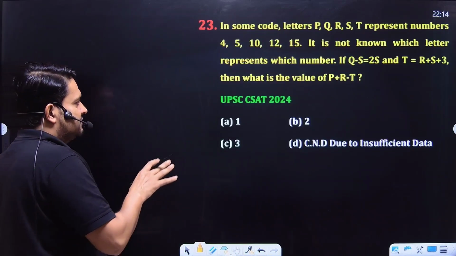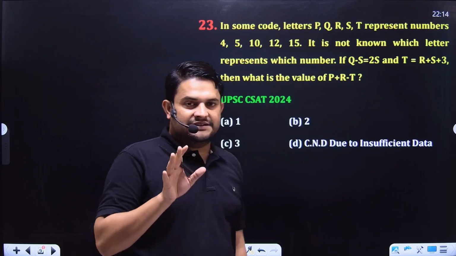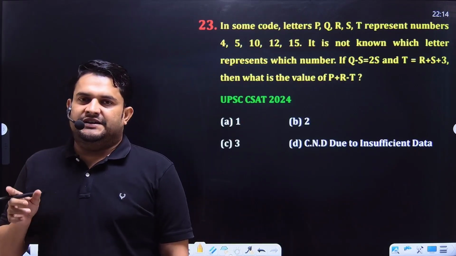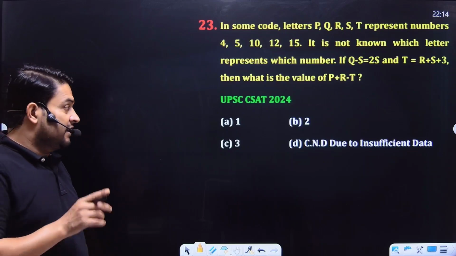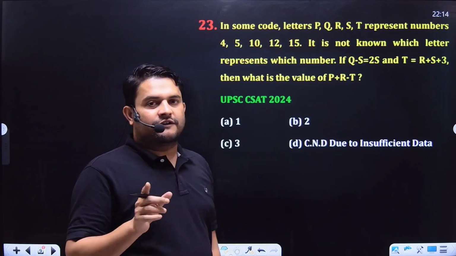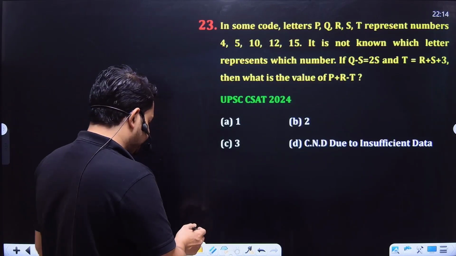In UPSC CSET 2024, as I told you, there are 22 questions of number system, in which 15 are of classification of numbers.